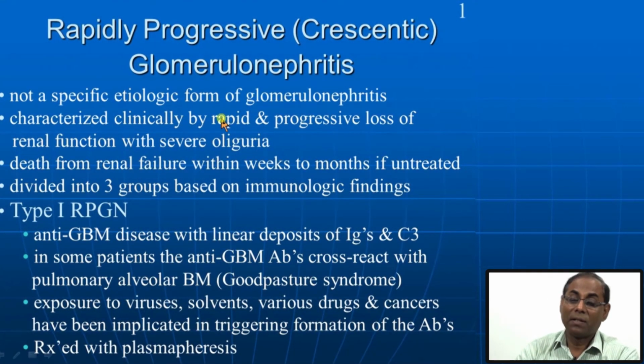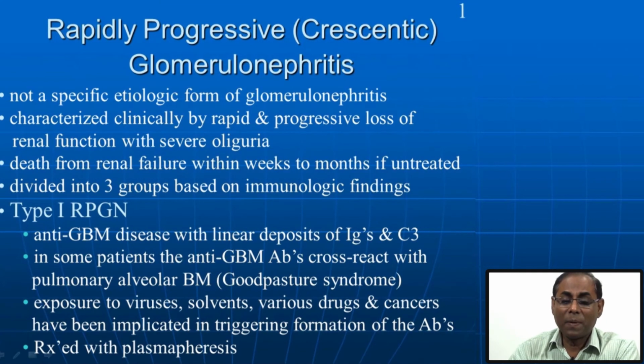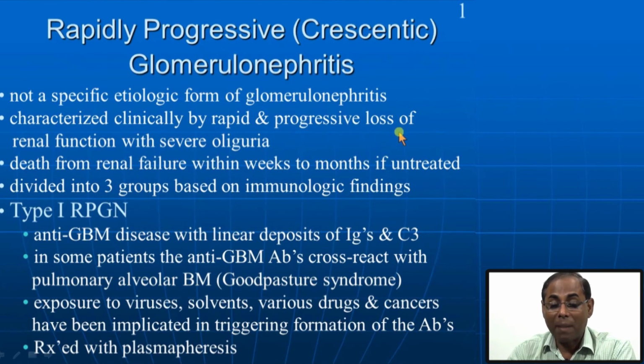Now, after that we enter into another type of glomerulonephritis, the rapidly progressive crescentic glomerulonephritis. It is not a specific etiologic form of glomerulonephritis, and many different kinds of glomerulonephritis can present as a crescentic form. It is characterized clinically by rapid and progressive loss of renal function with severe oliguria, and usually death can occur from renal failure within weeks or months if untreated. But nowadays, with the help of dialysis, these patients can be salvaged and survive, and it is divided into 3 groups based on the immunologic findings.